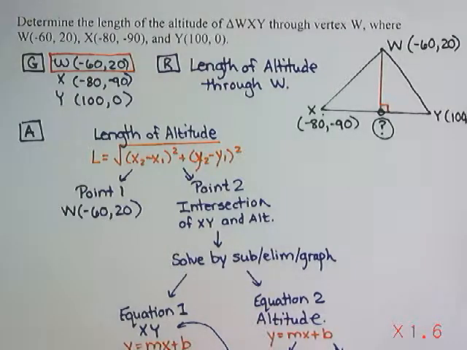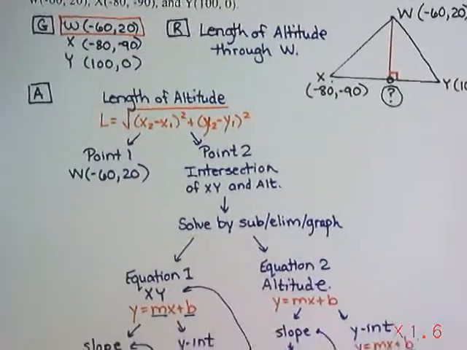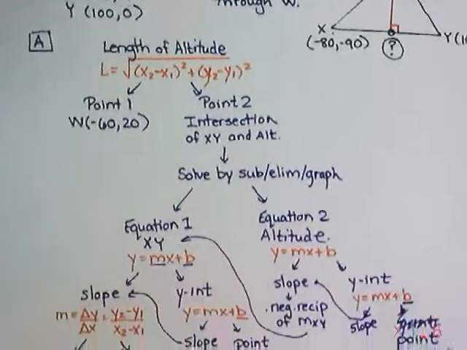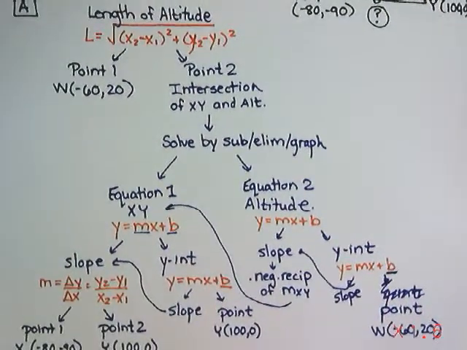This is part 2 of the video where we are trying to find the length of the altitude of W, X, Y, Z through vertex W, where W is (-60, 20), X is (-80, -90), and Y is (100, 0). In the previous video, we broke down the altitude and a plan to help us figure out how we're going to find the length of the altitude, but we ran out of time on the calculations.